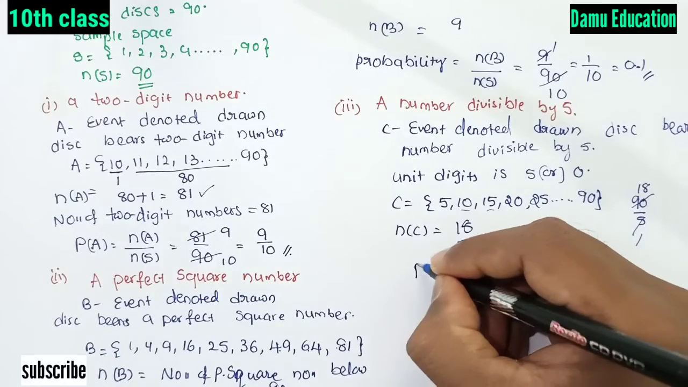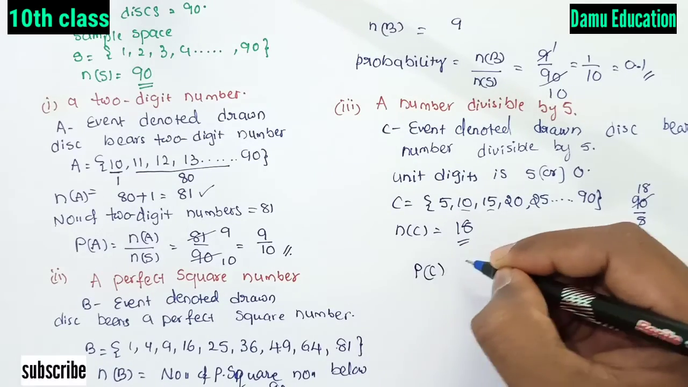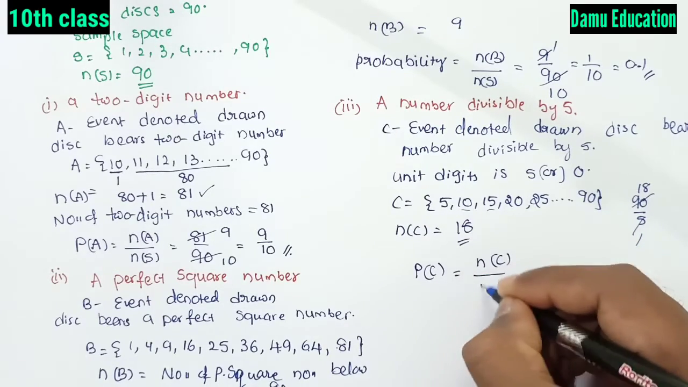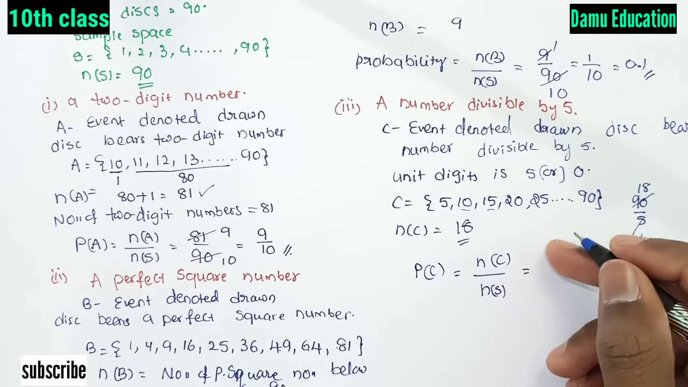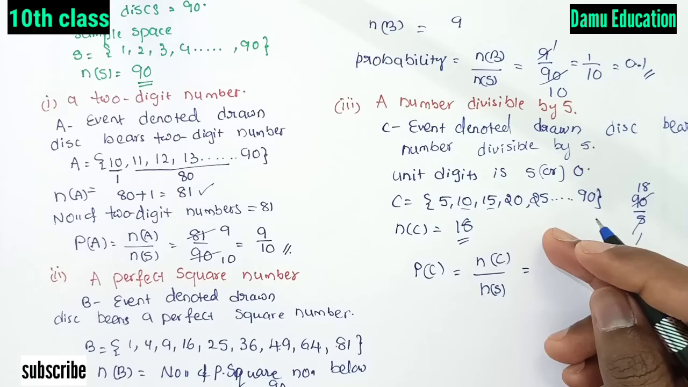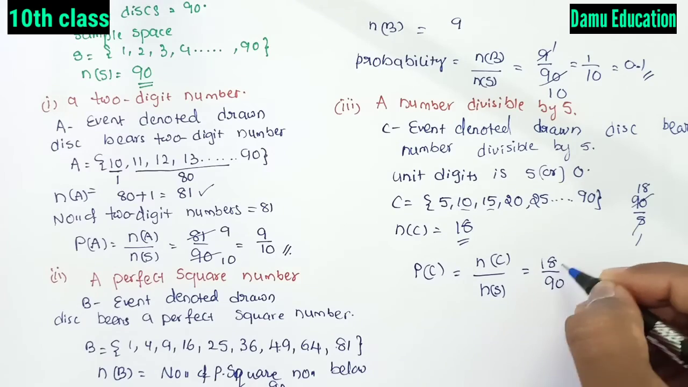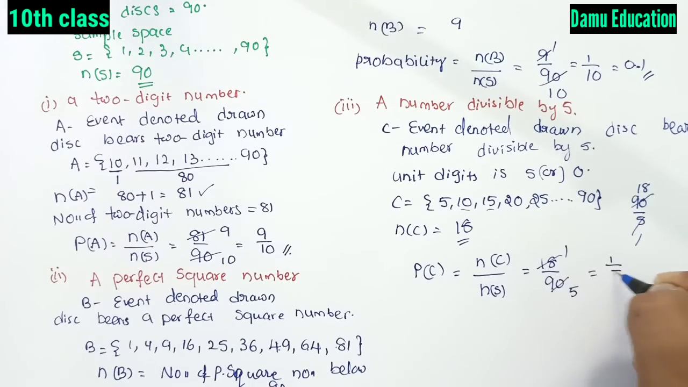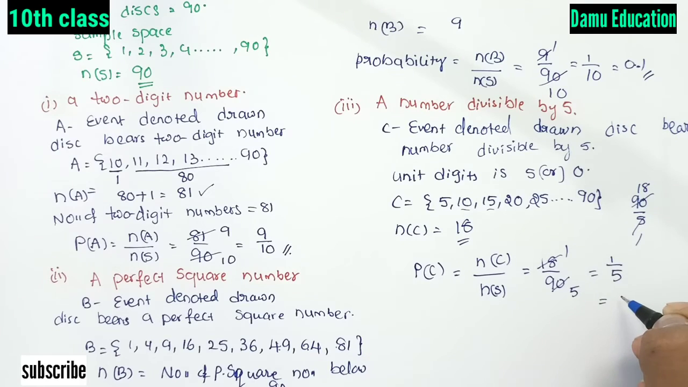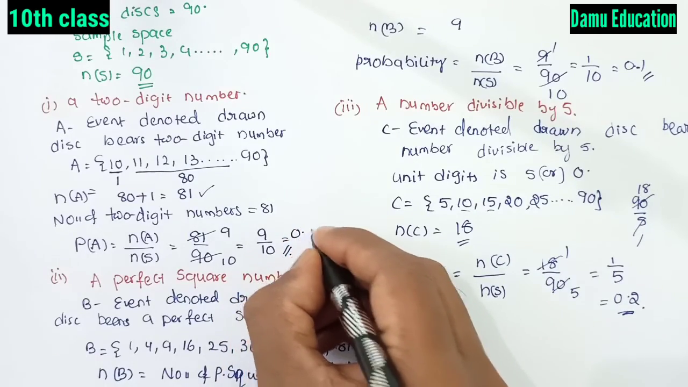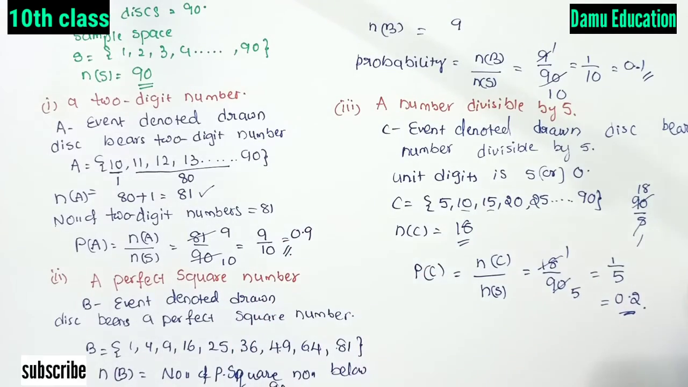Then what is the probability? P of C will be equal to n of C by n of S. So the number of drawn discs which are divisible by 5 is 18 by 90. 18 ones are 18, 18 fives are 90. So 1 by 5, so the probability is 0.2. This is the way to find this. Like this we have to find it.